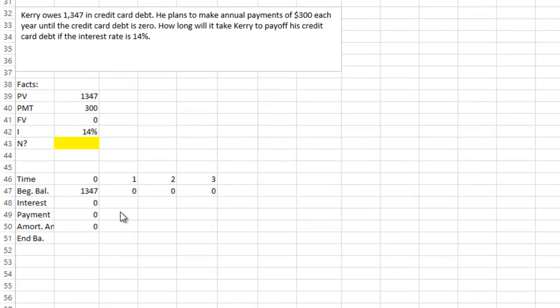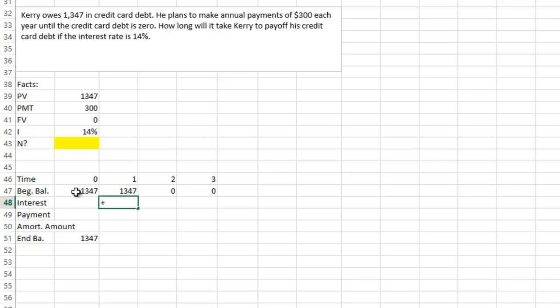In this third problem, we want to figure out how long is it going to take Kerry to pay off his credit card debt. We know that he has $1,347 in debt. He's going to make an annual payment of $300, and his interest rate is 14%. So, he first starts and he borrows $1,347. At the end of that year, he'll have that amount plus any interest that would have accumulated over the year.